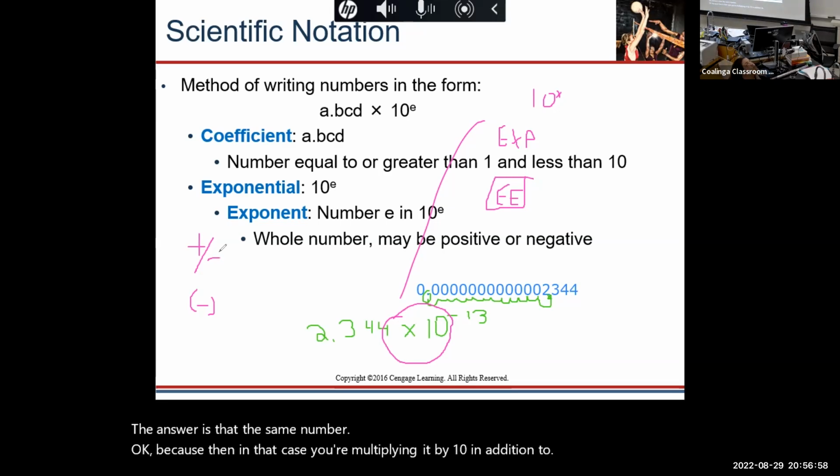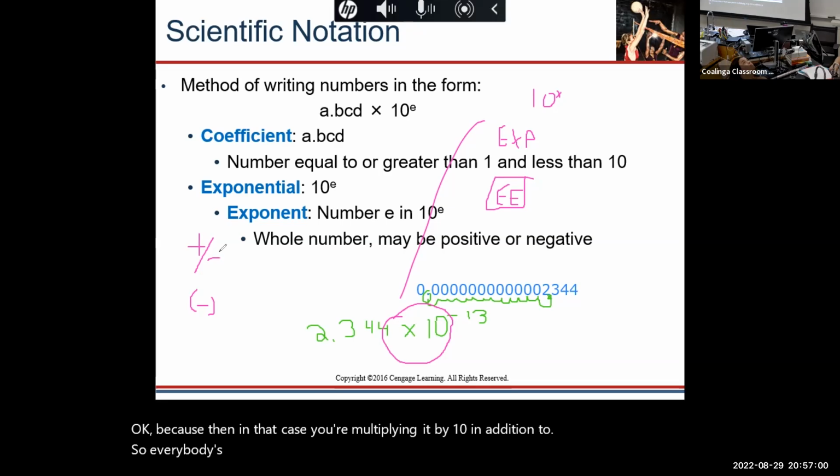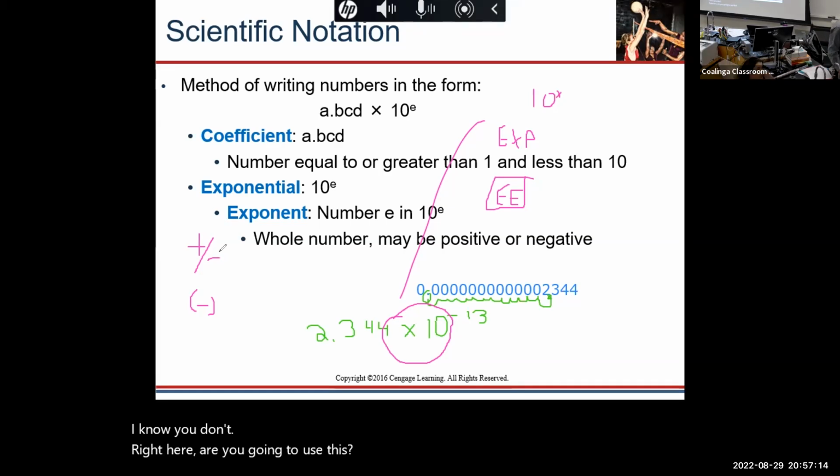Okay, so everybody's familiar with it. You see how to do that, right? Yeah, I wrote the steps down. So what about this one? Right here. So here you're gonna use this. Are we gonna need a calculator on any of our tests?